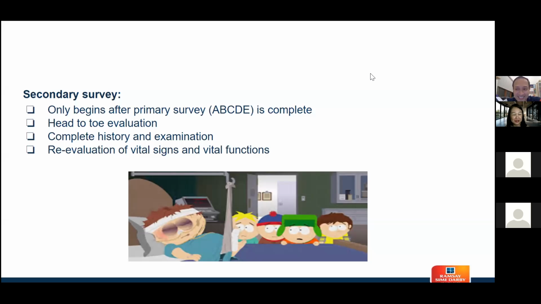Reevaluate vital signs and vital functions. Okay, sorry. So after the secondary survey, you do a re-evaluation to make sure that the patient is stable enough, and then you identify the current problem based on the secondary survey, and then you have to address that issue as it's done. So this is a standard protocol in the emergency room if you have a trauma patient. Okay, you go to the primary survey and then the secondary survey.